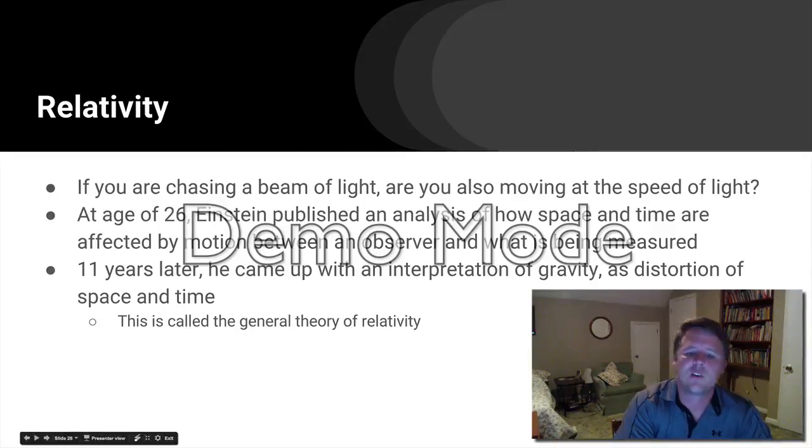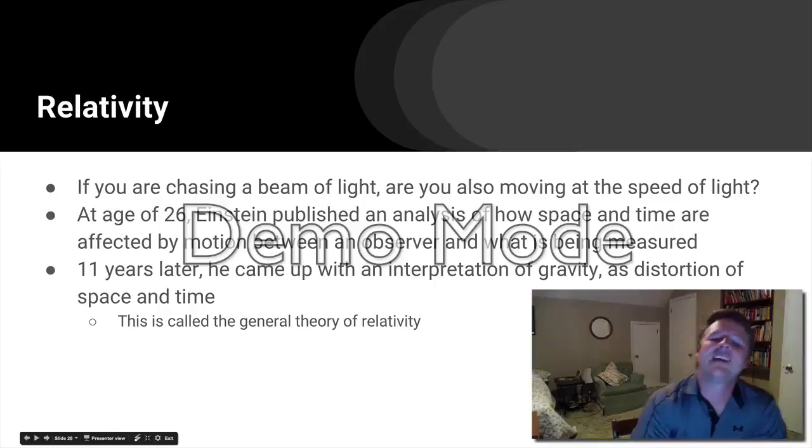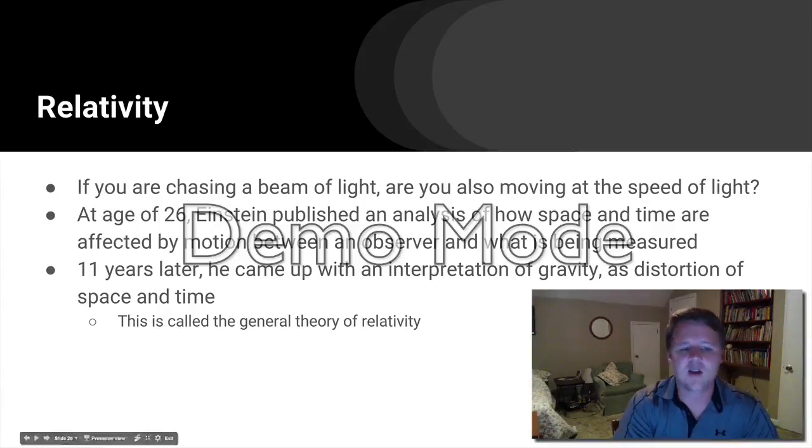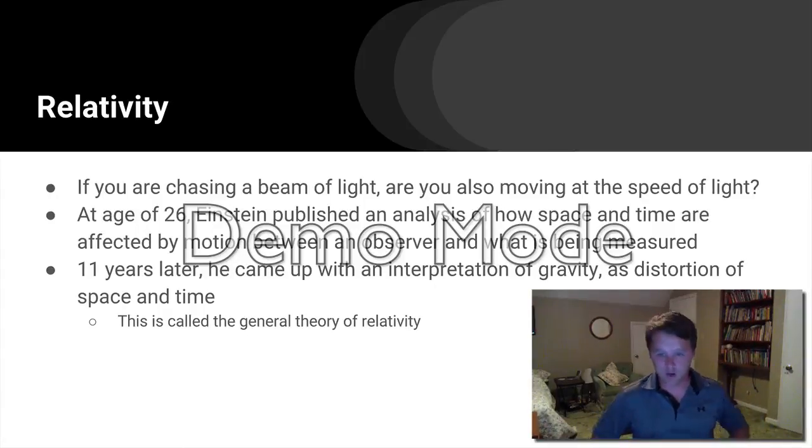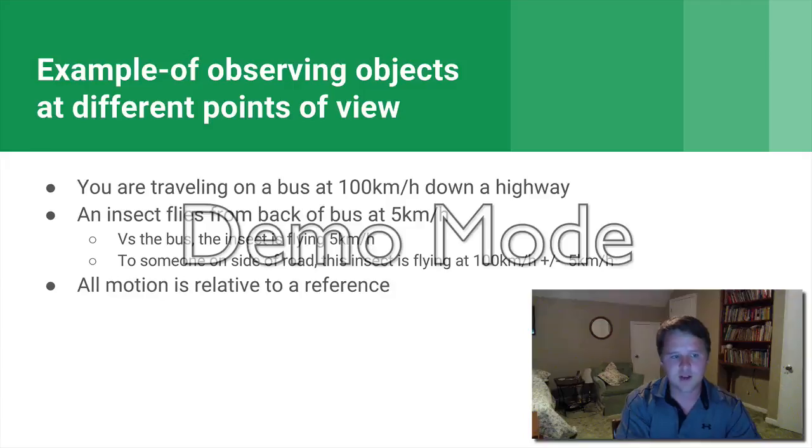So at the age of 26, Einstein published an analysis of how space and time are affected by motion between an observer and what is being measured. 11 years later, he came up with an interpretation of gravity as distortion of space and time. So gravity is distorted by space and time. I'll give you an example right now.